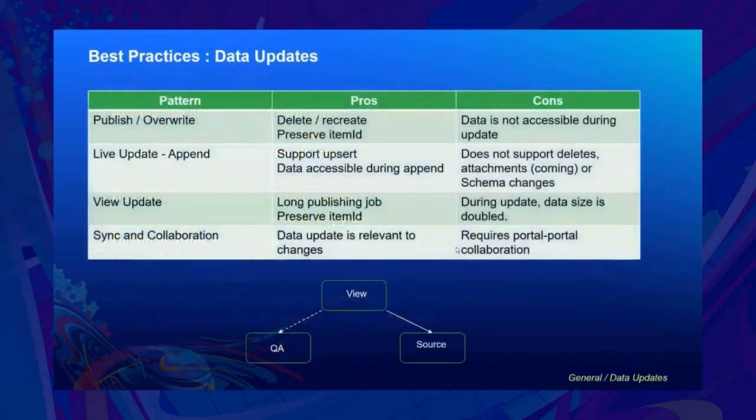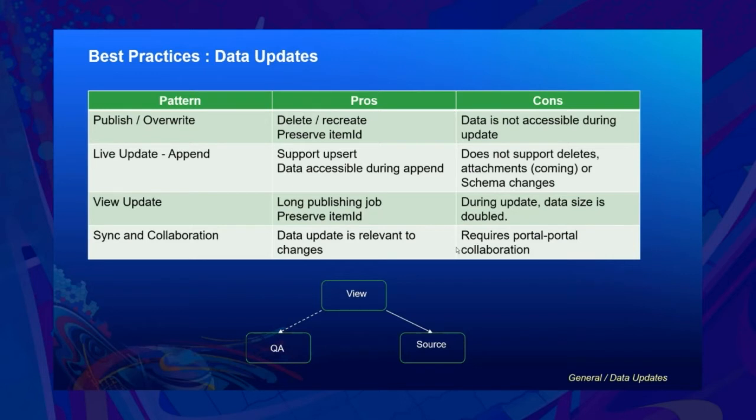We always get questions about what the best practices are for data update, and we identified four workflows. We do have publish with override. What that does is delete the existing data and recreate it based on the new source that you're trying to publish or republish. One of the things that override gives you with the publish is preserve item ID, so you can reuse the item that was there before, tagged with your services.